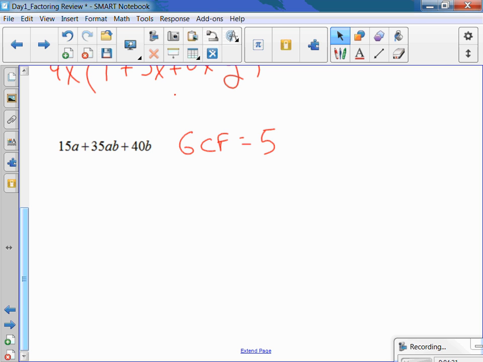So once again, if I rewrite all these using 5 as a factor, I can write it as 5 times 3a plus 5 times 7ab plus 5 times 8b. And then I just factor out the 5 as Gabriel said.